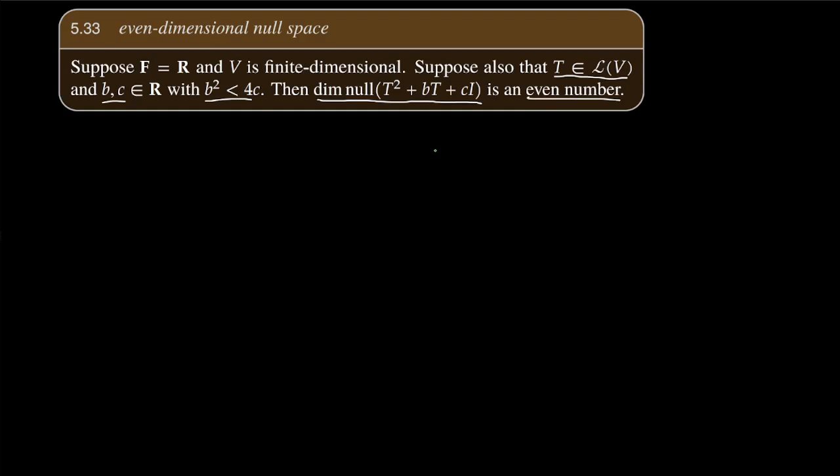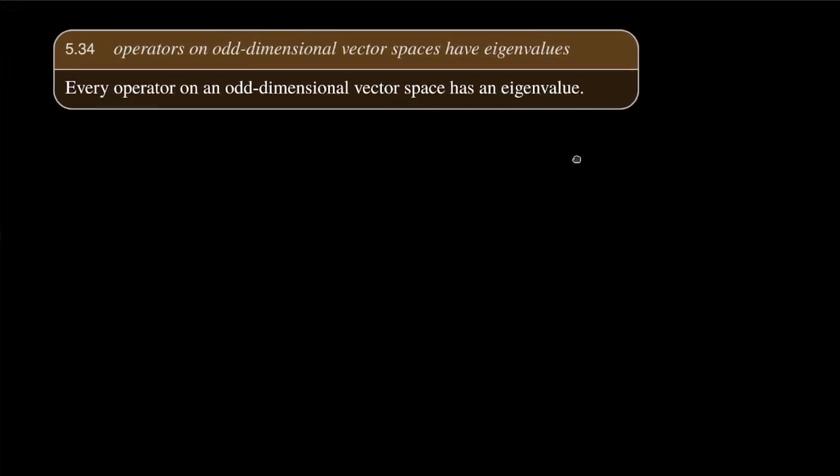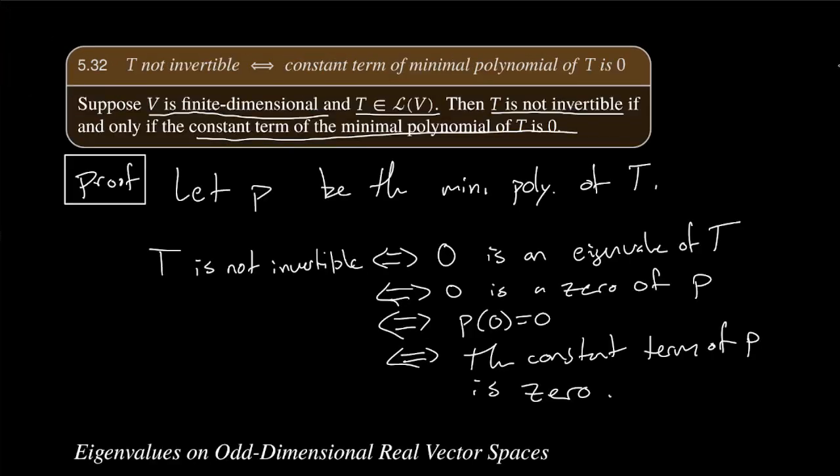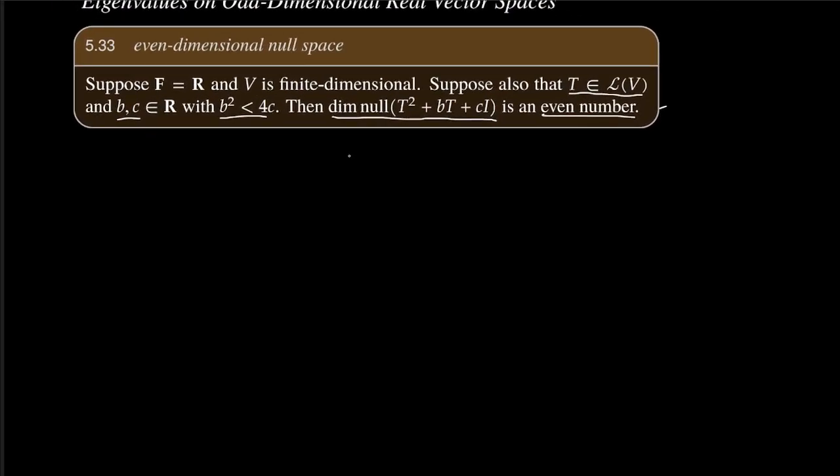If this seems like, why are we doing this? That's totally fine. This is just like a lemma that will let us get to the next one. That is, in the next proof, the thing we want to show, that every operator on an odd dimensional real vector space has an eigenvalue, we're going to need to use the fact that the dimension of the null space of this guy is an even number.